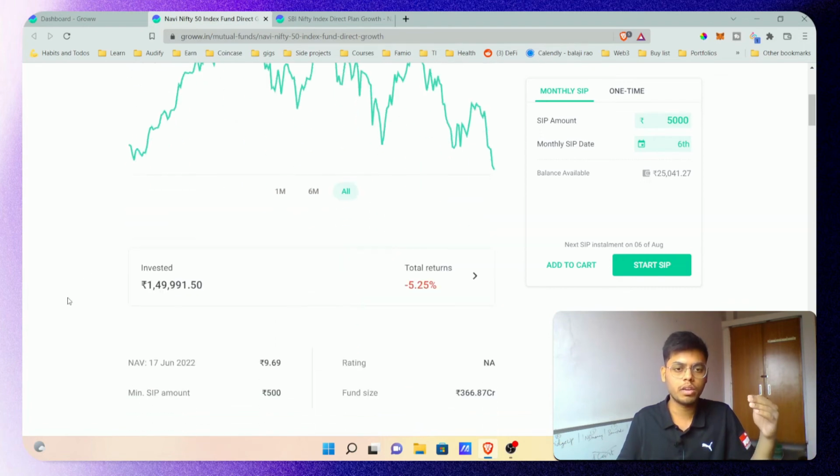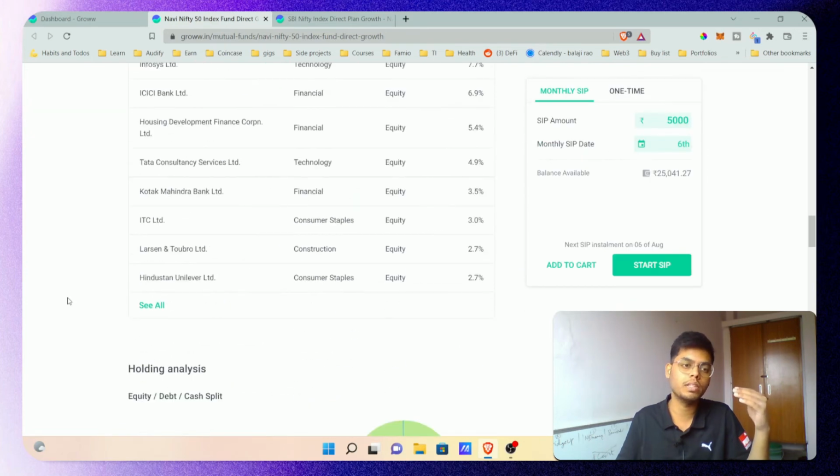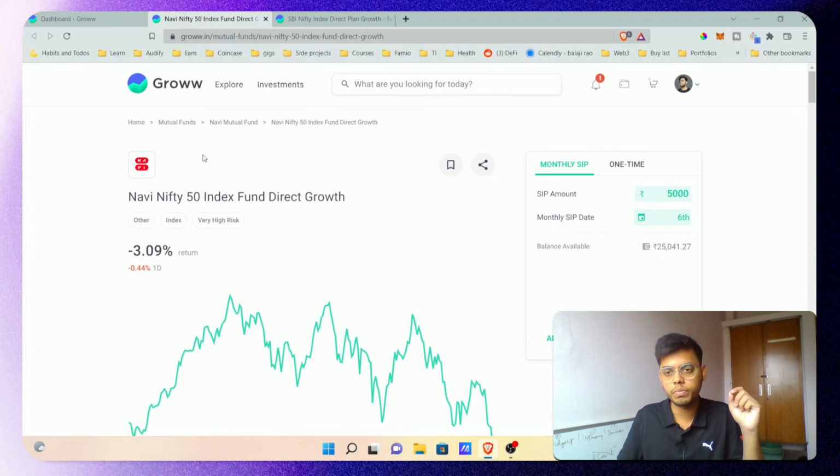So I've been tracking this mutual fund, and it has the lowest expense ratio among the index funds. As I've told you, in SBI mutual fund it was 0.20%, but Navi mutual fund has a 0.06% expense ratio, which is the lowest in the market. So without further ado, let's say I want to invest 25k one time.